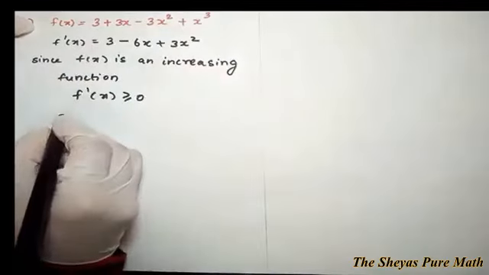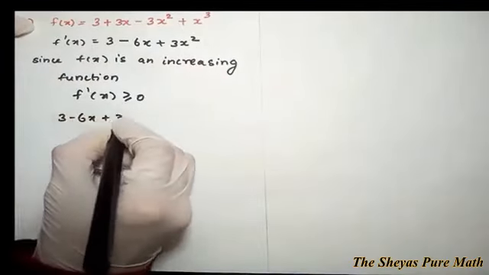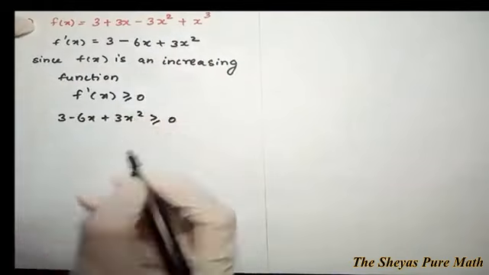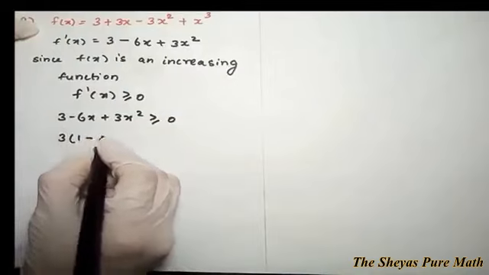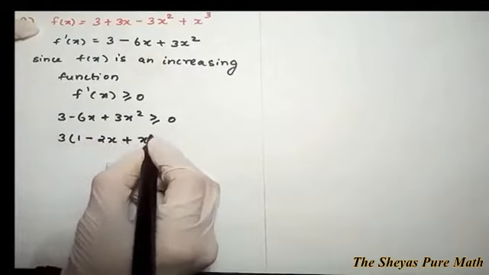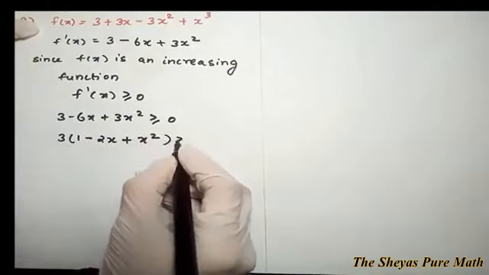So what is f dash of x? 3 minus 6x plus 3x square greater than or equal to 0. So from this I am taking 3 outside. So 1 minus 2x plus x square greater than or equal to 0.